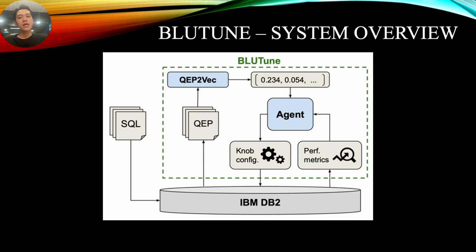To clarify how these algorithms apply in real-world practice, I introduced the Bluetooth system, which was developed to automatically tune the database configurations for IBM DB2. You can see that a set of SQL queries is sent to IBM DB2, but it won't be executed immediately. Instead, it will be used to create query execution plans, which are then vectorized to numeric vectors and sent to the agent. The agent will then produce the knob configurations and run these query workloads on the new configurations, and then the environment will return the performance metrics for the agent to further strengthen its model.